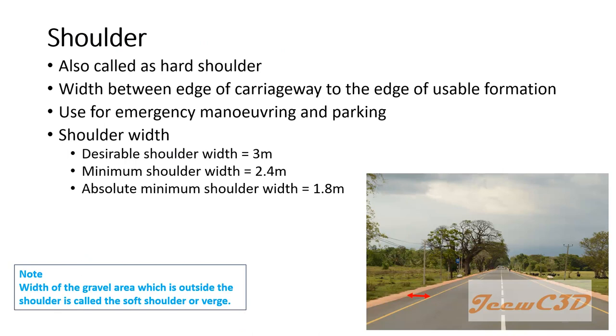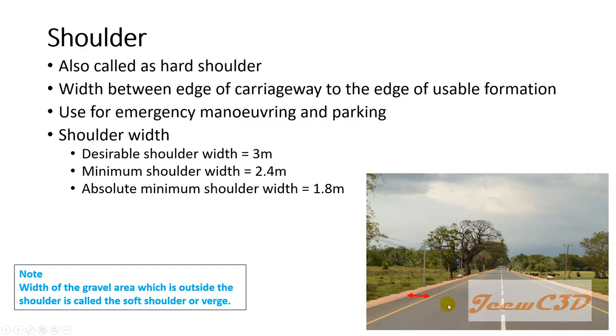Then we will move on to shoulder. Shoulder is the paved area. Paved means you have asphalt here, this black color material, we call it asphalt. So after the lane, you have some extra width of asphalt here, we call it shoulder. It will be used to give lateral support to the pavement. This part will give you lateral support without going out. So one function is to give lateral support, the other function is to use as an emergency maneuvering or parking area.